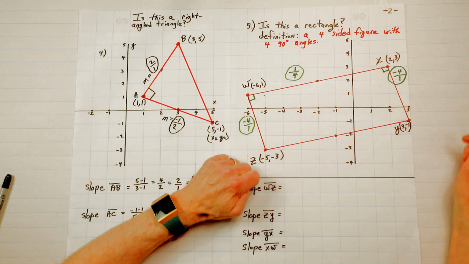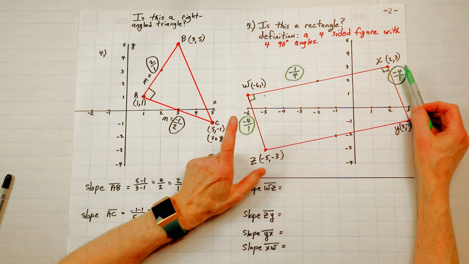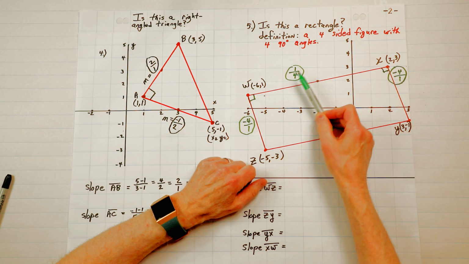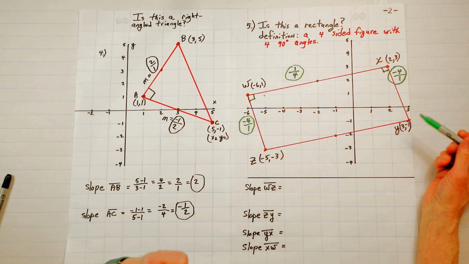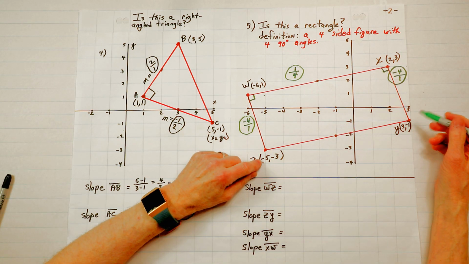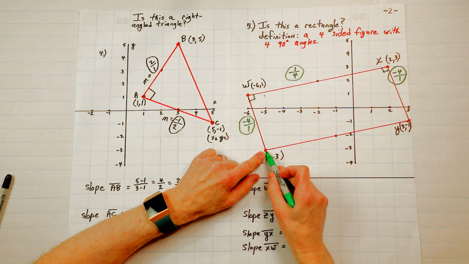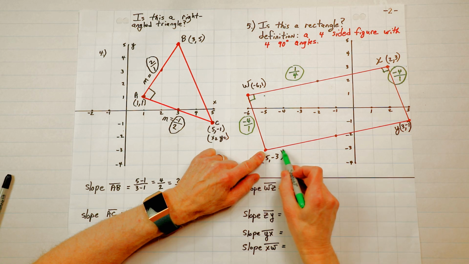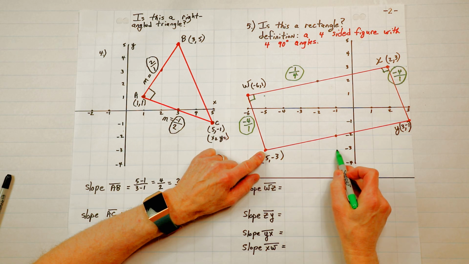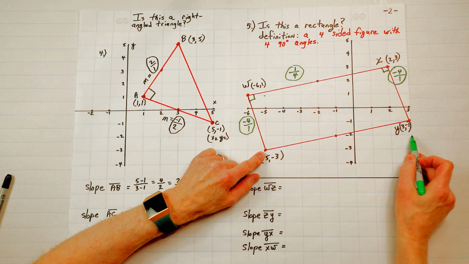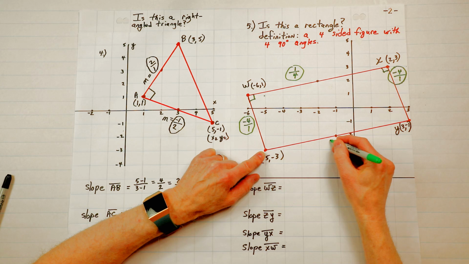Even though on my homemade graph paper it might not look like it, we know it is because these slopes are negative reciprocals of each other. Okay, let's do this one. We only have one left. I'm going to start here, and I'm going to count spaces. So I'm going to go right 1, 2, 3, 4, and up 1. 1, 2, 3, 4, and up 1. Rise is 1, run is 4.